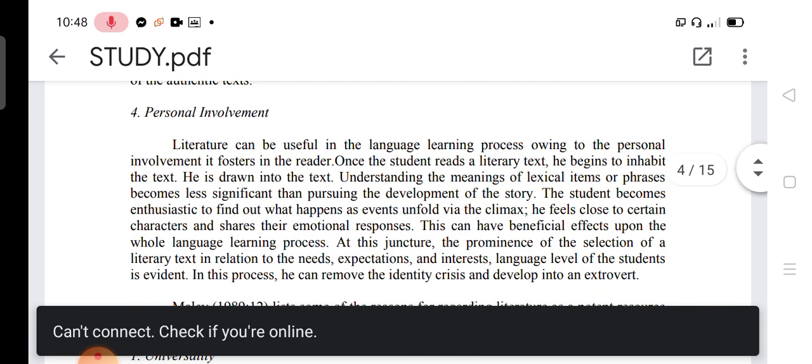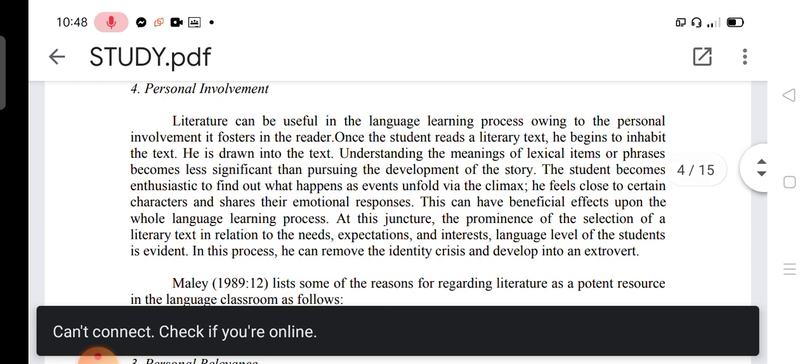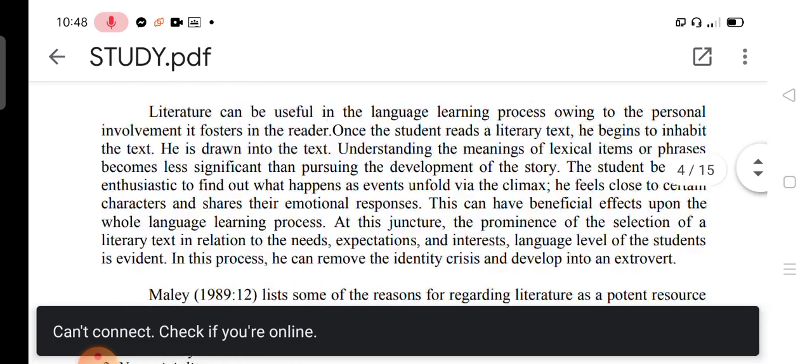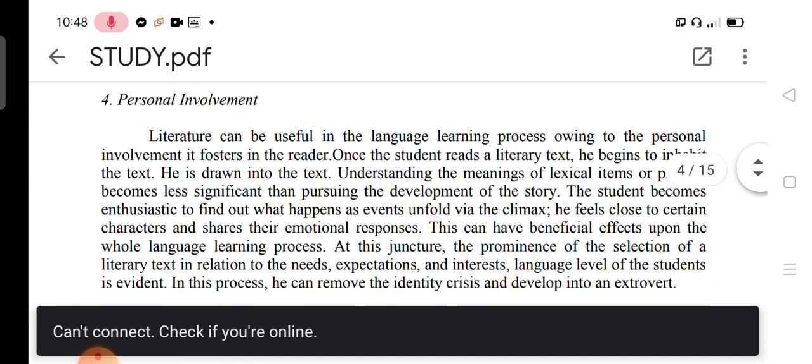And number four, we use literature to teach language because of personal involvement. Literature can be useful in the language learning process owing to the personal involvement it fosters in the reader. Presenting literary works really gets the attention of the student. Thus, they give their personal involvement. Their involvement is more personal. Once a student reads a literary text, he begins to inhabit the text. So he is drawn into the text.